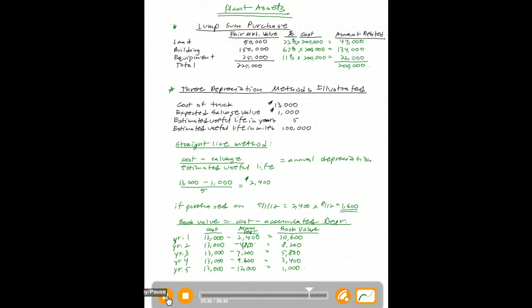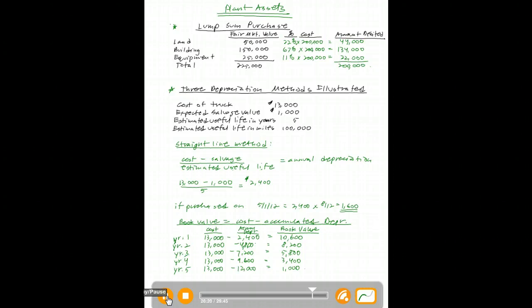So, Oneness Coal Company pays $5 million for a coal mine. They estimate no salvage value, and they also estimate that they're going to get 10 million tons of coal. So we would take our $5 million cost minus 0 salvage value and divide it by 10 million tons of coal. So we figure it's 50 cents of depletion per ton of coal.